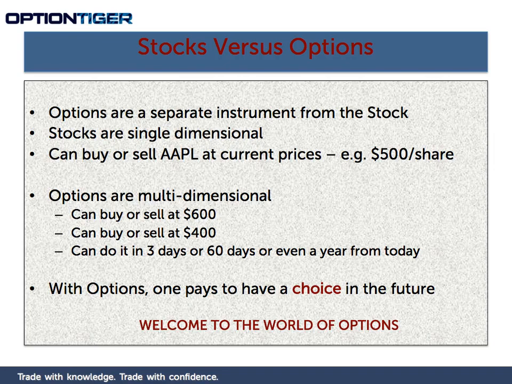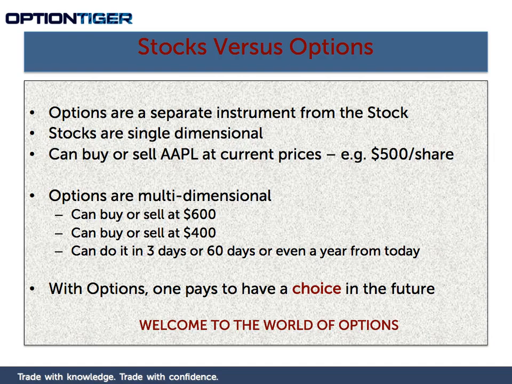So if Apple, for example, is trading at $500 a share, you could put in a buy order at $500. You may be able to get away with a buy order at $495 and still get filled if Apple goes down a little bit. But if you put in an order at $450, you're probably not going to get filled on that order. Your order will remain open until Apple falls to that level, and only then is it going to get executed. So that's what we mean by stocks are a single dimensional instrument.